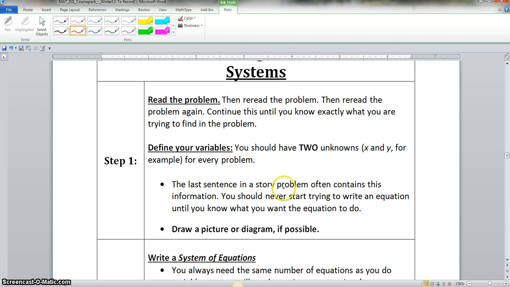The last sentence in a story problem often contains this information. You should never start trying to write an equation until you know what you want the equation to do. Draw a picture or diagram if possible.